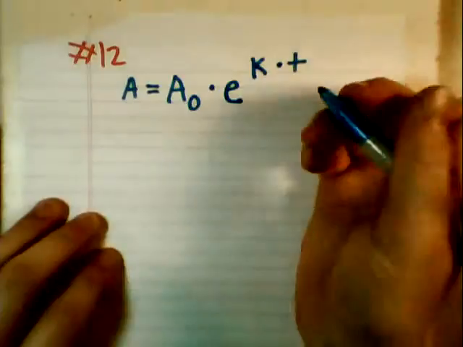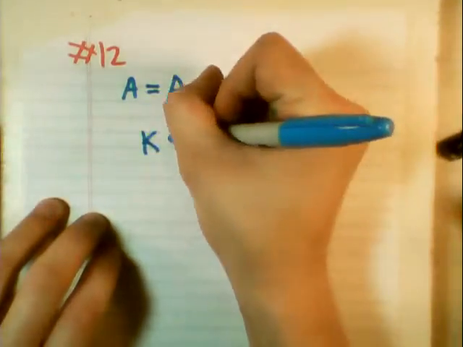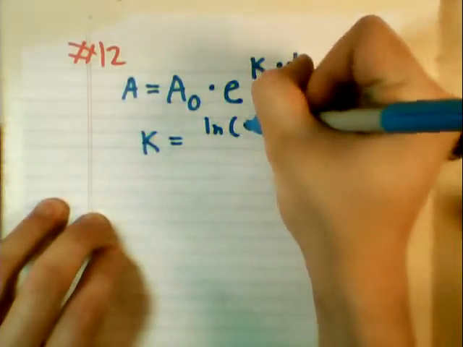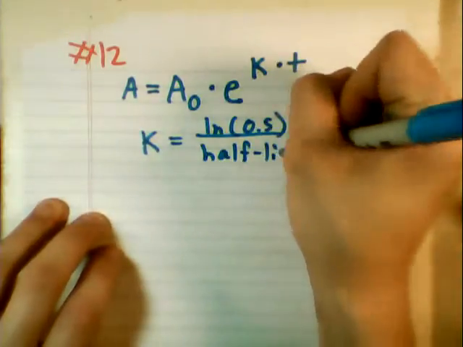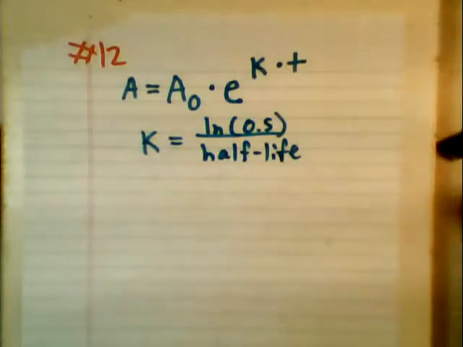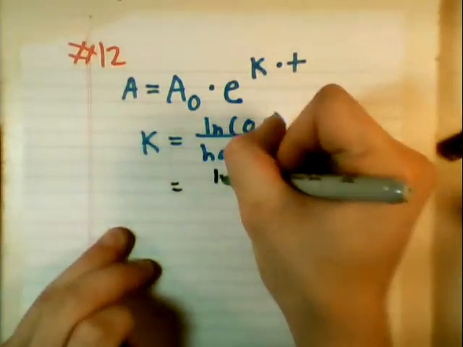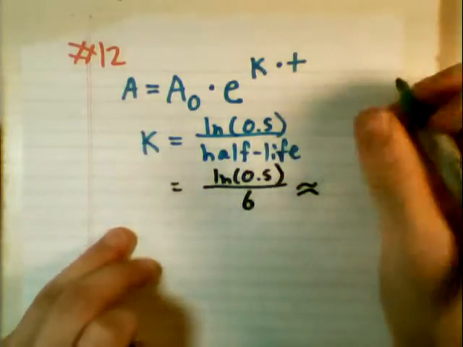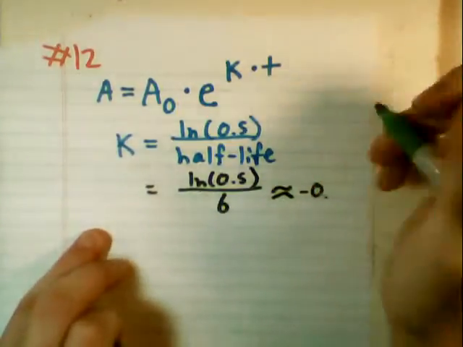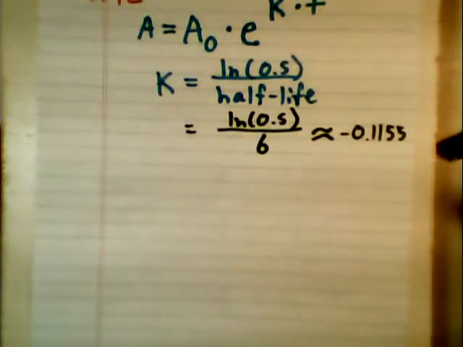We also know that our k, which is the rate of decay, can be found with this equation, the ln of 0.5 divided by the half-life. So since we know that the half-life was 6 days, we can plug 6 in here. So our k equals the ln of 0.5 divided by 6, which is approximately negative 0.1155.